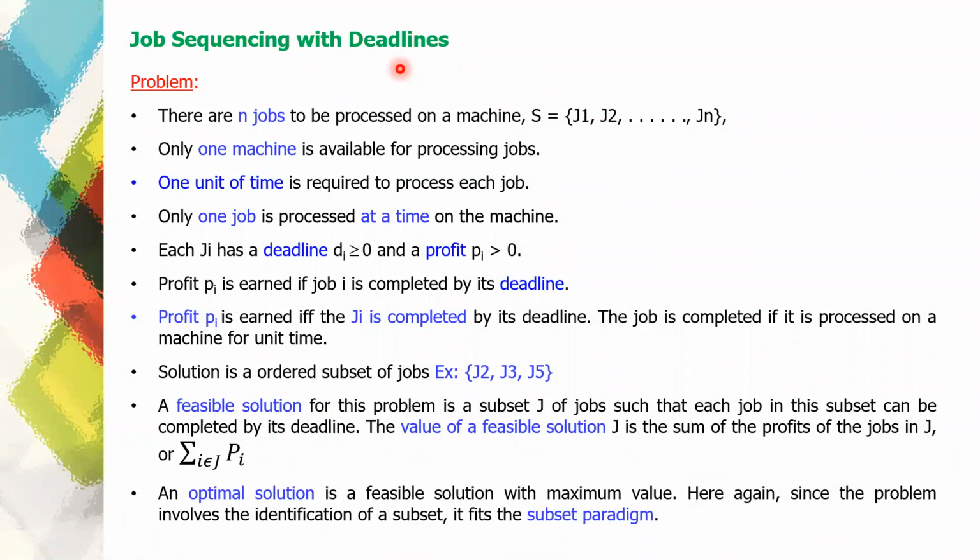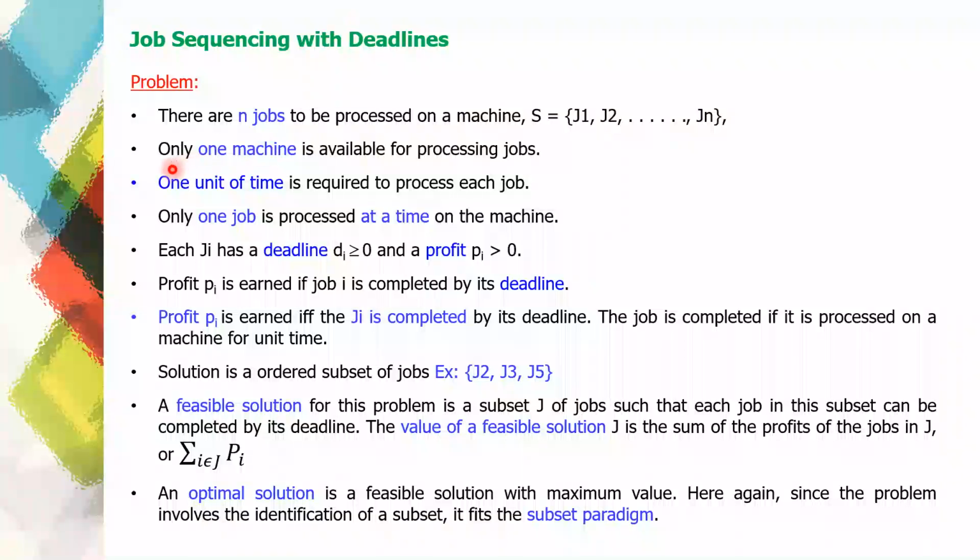This job sequencing with deadlines is also a similar problem. We'll try to schedule the jobs in such a way that maximum profit is earned. This is the definition of the problem. You'll be given n jobs to be processed on a machine, and the jobs are represented as J1, J2, J3, and so on up to Jn. So you have n jobs that are ready in the queue to be executed.